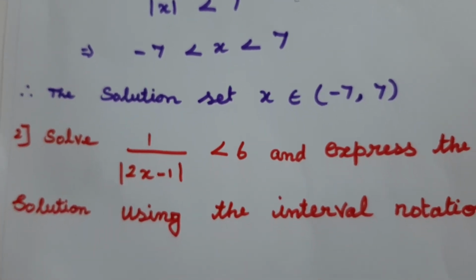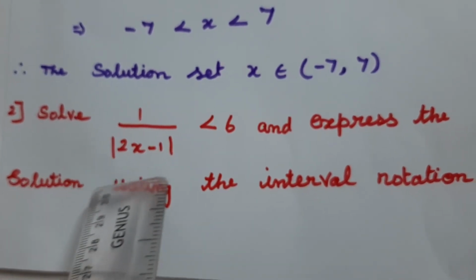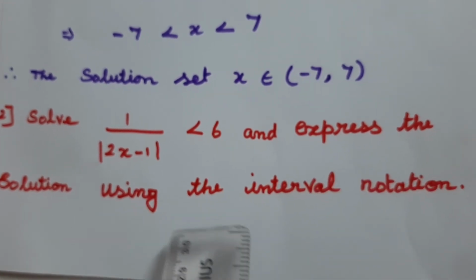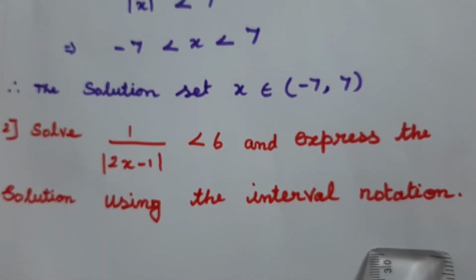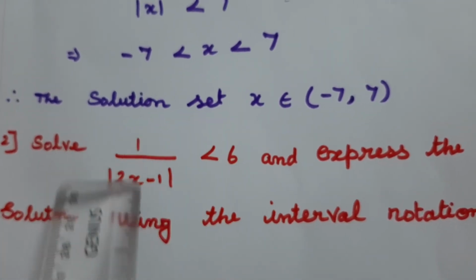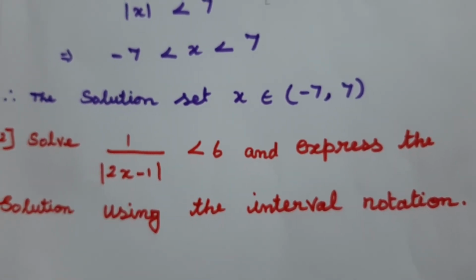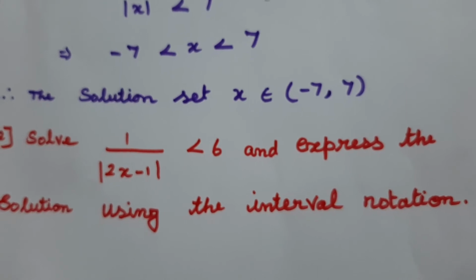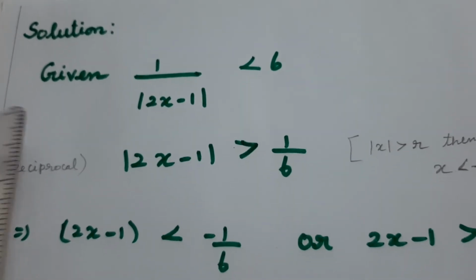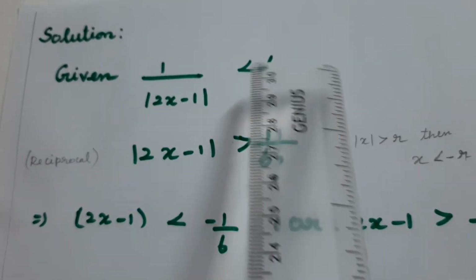Second sum, solve 1 divided by modulus of 2x minus 1 less than 6 and express the solution using the interval notation. So how to solve: in the same way, we have to convert this to either the first property or the second property, and then we have to find out the interval. Solution: given 1 divided by modulus of 2x minus 1 less than 6.